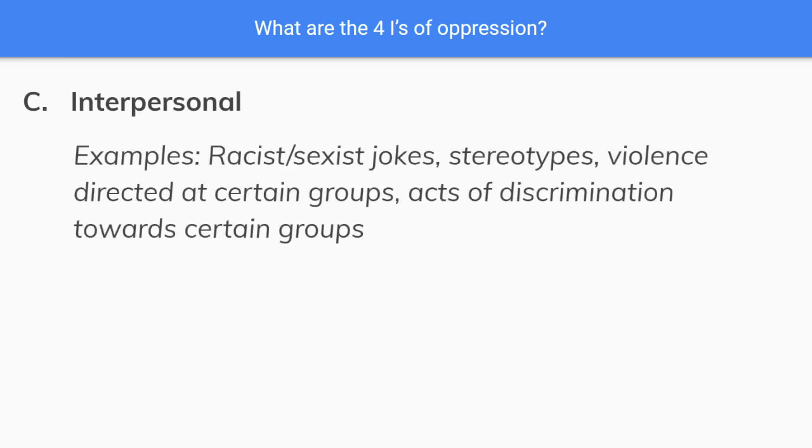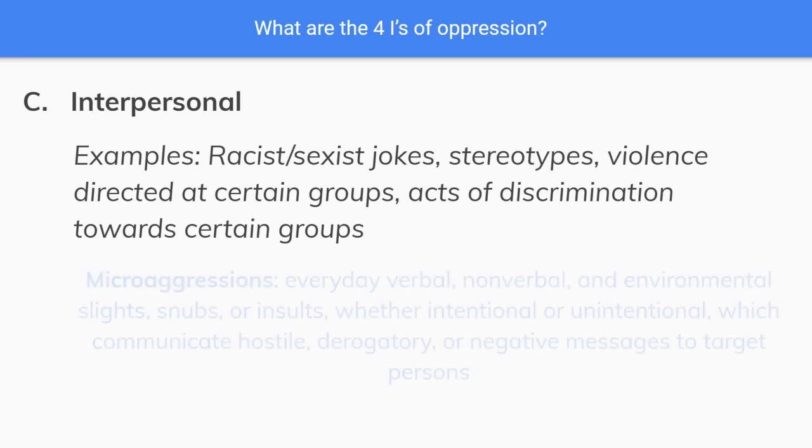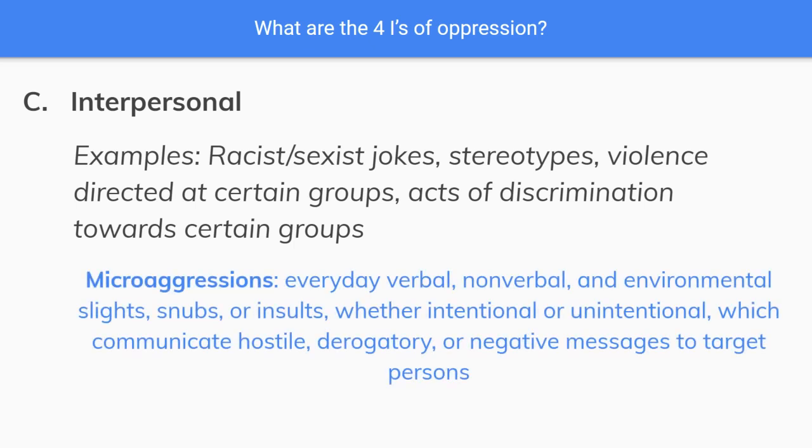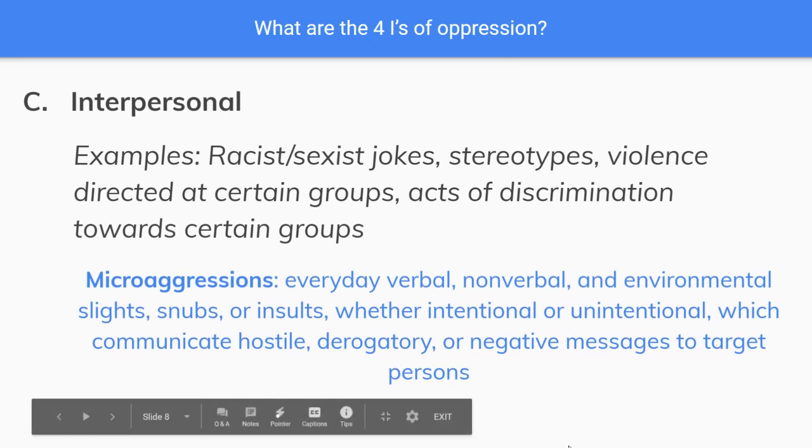Some examples are things like racist or sexist jokes, stereotypes, violence directed at certain groups, acts of discrimination towards certain groups. And this definitely includes microaggressions, which are everyday verbal, nonverbal, and environmental slights, snubs, or insults, whether intentional or unintentional, which communicate hostile, derogatory, or negative messages to target persons.